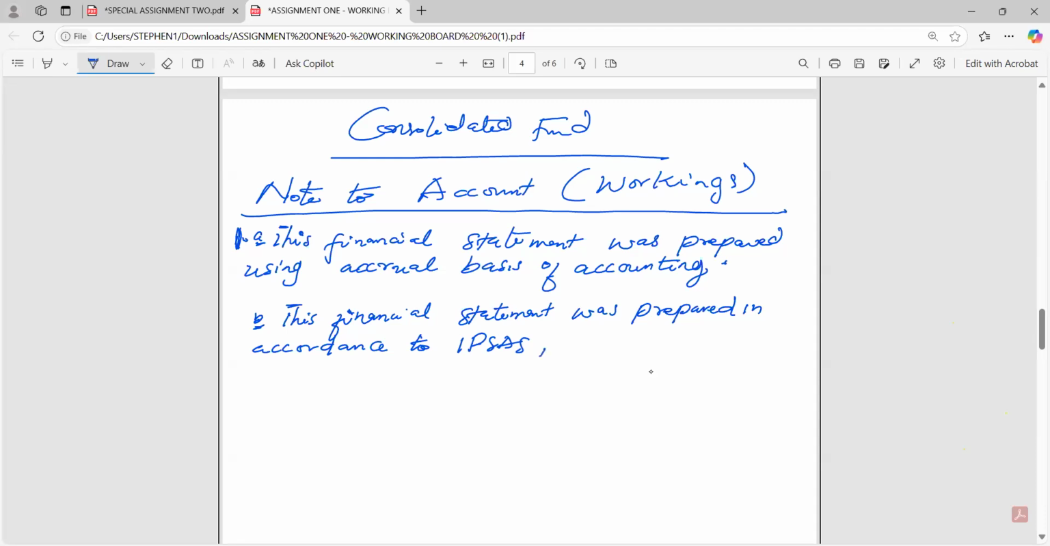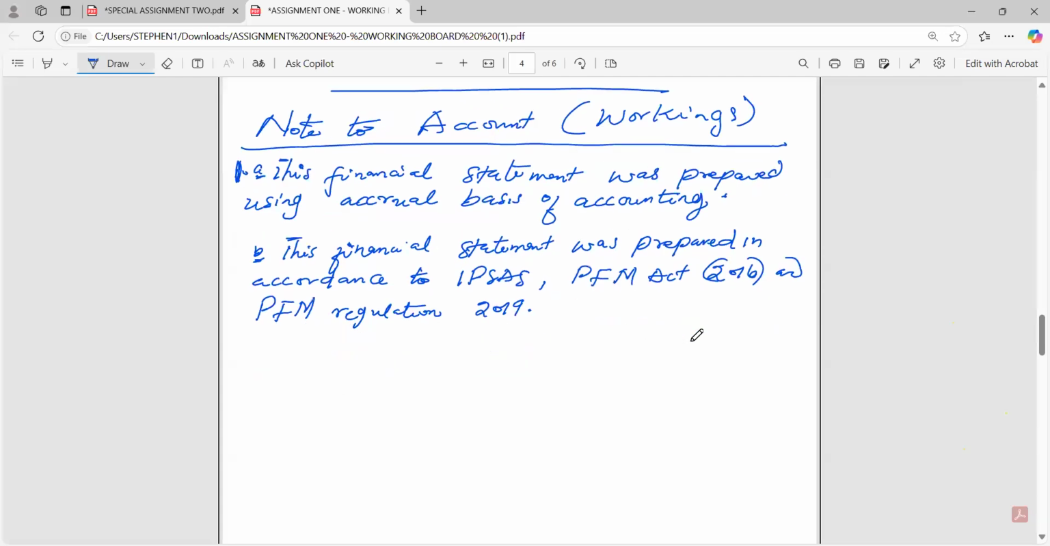Comma, PFM Act 2016 and PFM Regulation 2019. Good.